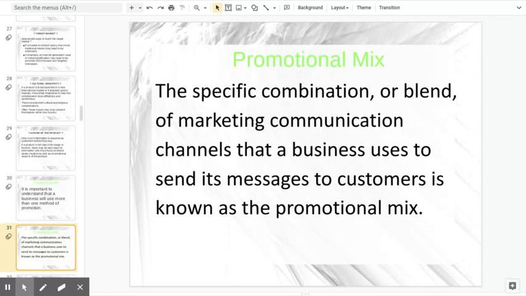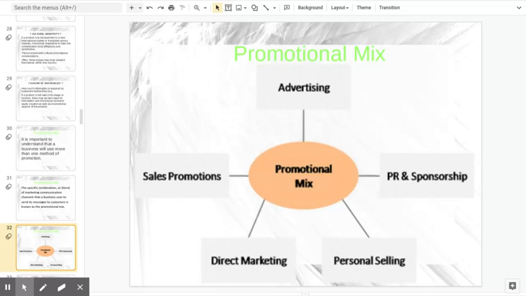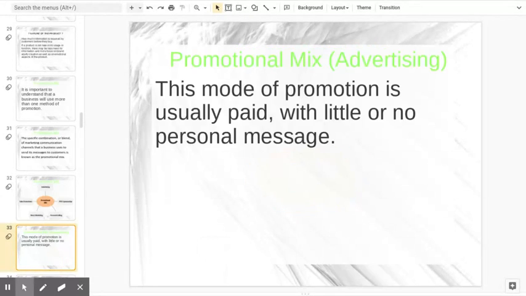The specific combination or blend of marketing communication channels, so how we're going to talk about it, that a business uses to send its message to customers is known as the promotional mix. There are different types of channels that make up the mix: advertising, sales promotion, direct marketing, personal selling, PR, and sponsorship. We're going to talk about each of those in a little bit more depth. This one, we're going to talk about advertising.